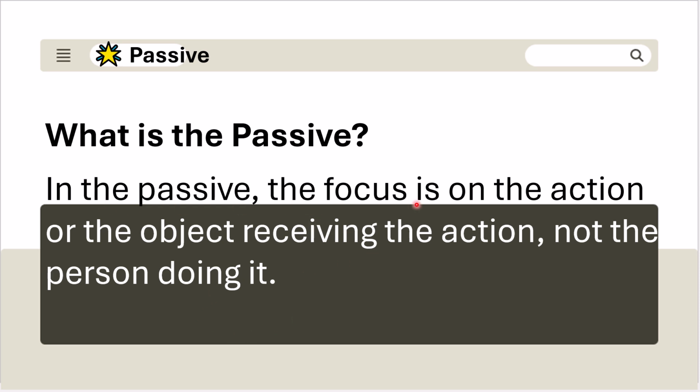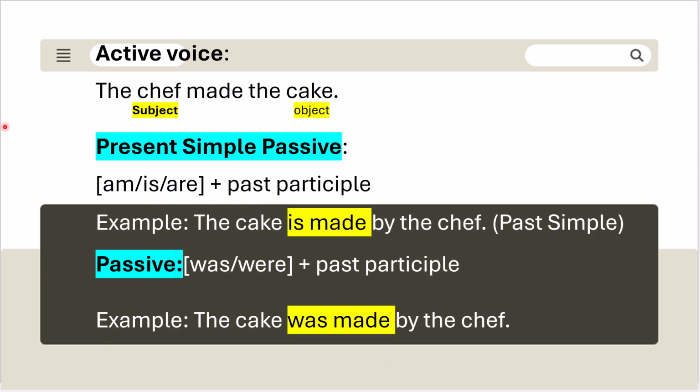What are we looking at? We are focusing on the action or the object receiving the action, but not the person doing it. Look at this one. This sentence is in active voice. The chef made the cake. Now, when you want to know who made the cake, ask the question, who made the cake? You get the answer, the chef. So here it is the subject. What did the chef make? Cake. So what is a cake? A thing. It's an object. So this is called the present simple.